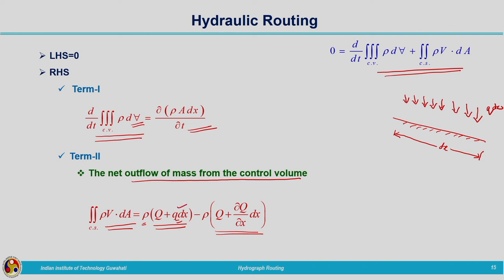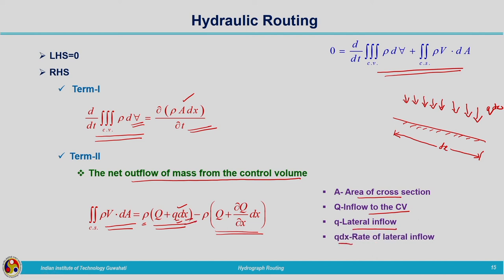So, ρ V·dA can be written as ρ(Q + q dx) minus ρ multiplied by the outflow. That is what is written over here in this equation. A is the area of cross section which we have considered in the first term, Q is the inflow to the control volume, and small q is the lateral inflow. So, q dx, which we have considered in our equation, is the rate of lateral inflow. Inflow consists of capital Q and also q dx, which is the contribution from lateral inflow. In the cases in which this lateral inflow contribution is not there, q can be considered as 0.